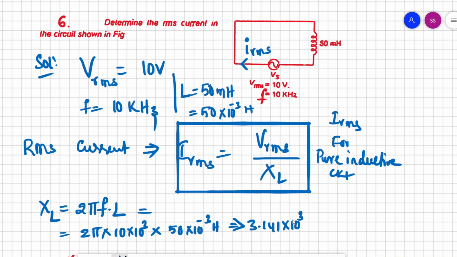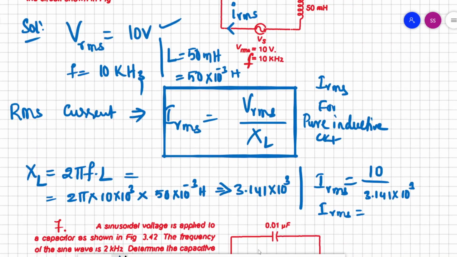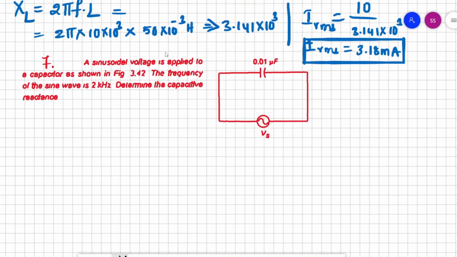Let us substitute this value in IRMS. IRMS can be written as VRMS, given in the question as 10, by XL, which is 3.141 into 10 power 3. So IRMS will be 3.18 milliamperes. This is the RMS current through the given pure inductive circuit. Now let us proceed to another problem.